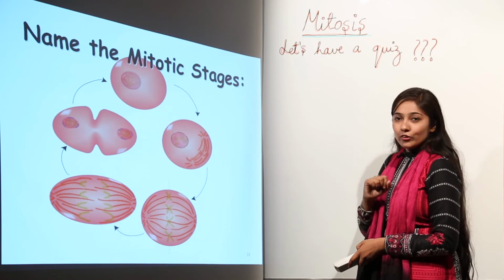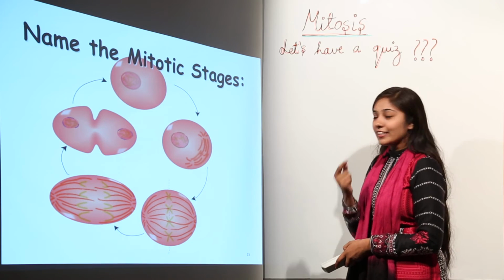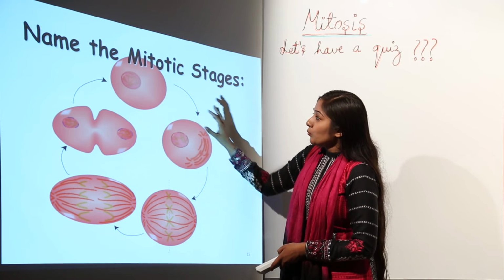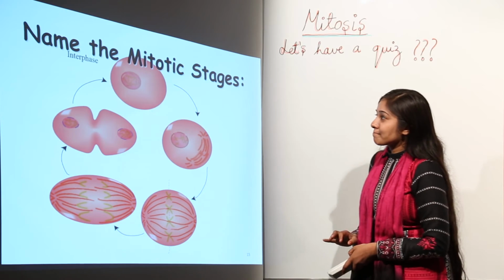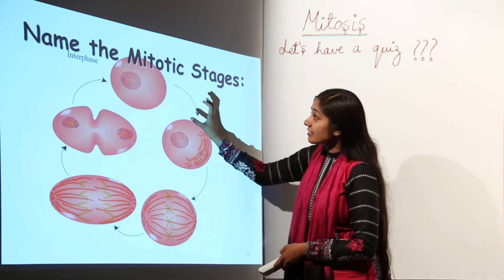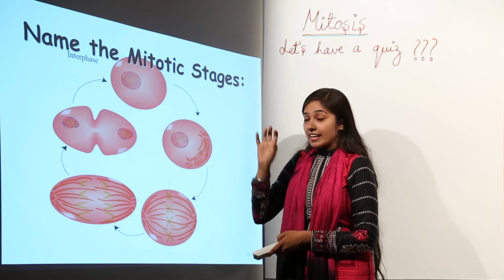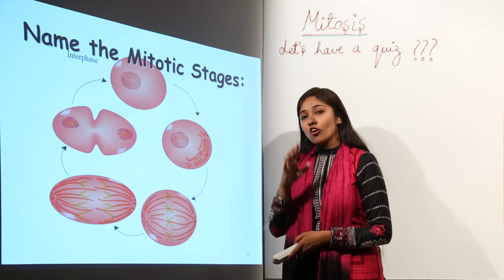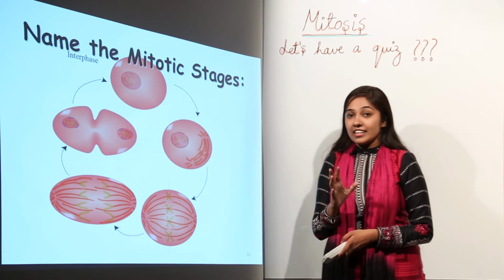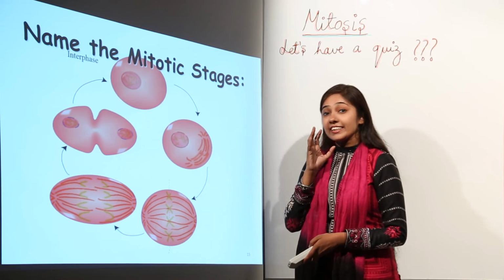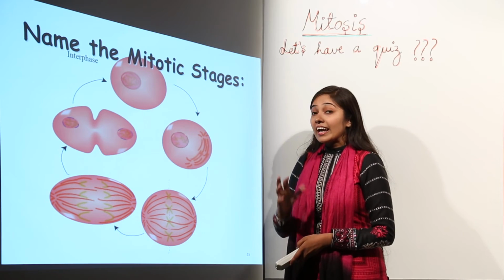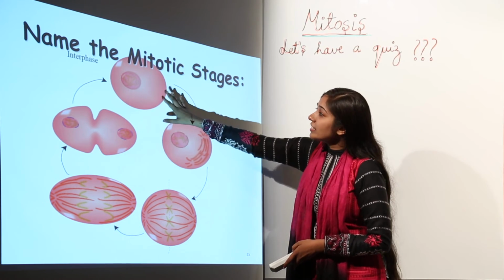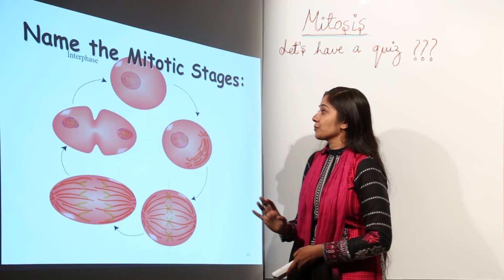So now here you are going to name the stages. Again a quiz for you all. Which stage is this? Interphase stage, because this is the resting phase of the cell in which the cell is synthesizing everything. Remember, we call it a resting stage, but this is the most metabolically active stage of the cell. Why is it called the resting stage? Because you don't see any sort of cell division in this stage.